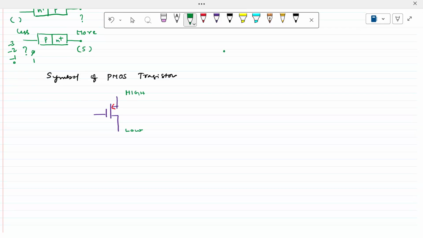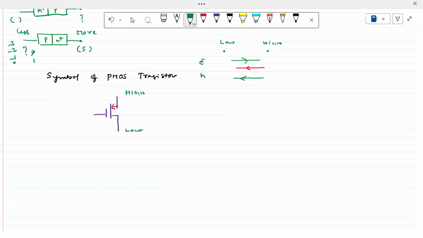In case of electrons, if it is low, for example, and this is high, the electrons flow from left to right. Whereas in the form of holes, because of this, the current will flow in the opposite direction. Now what about the carriers here? Holes always move from high potential to the low potential.